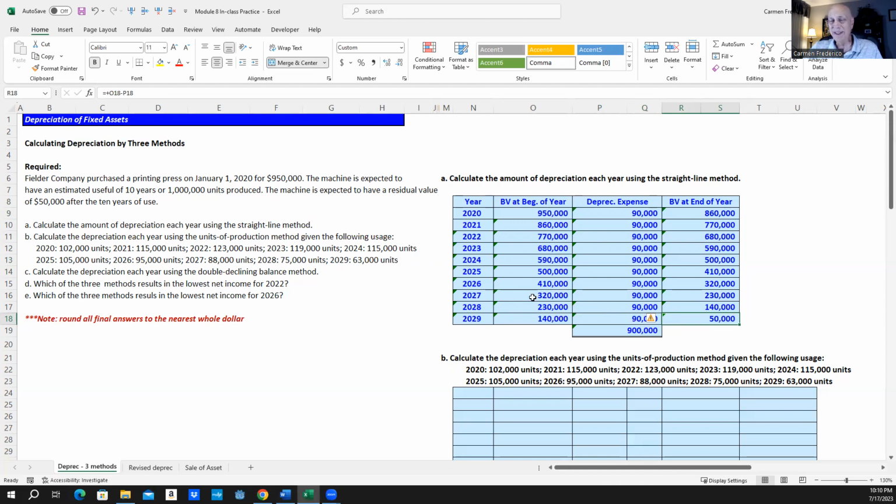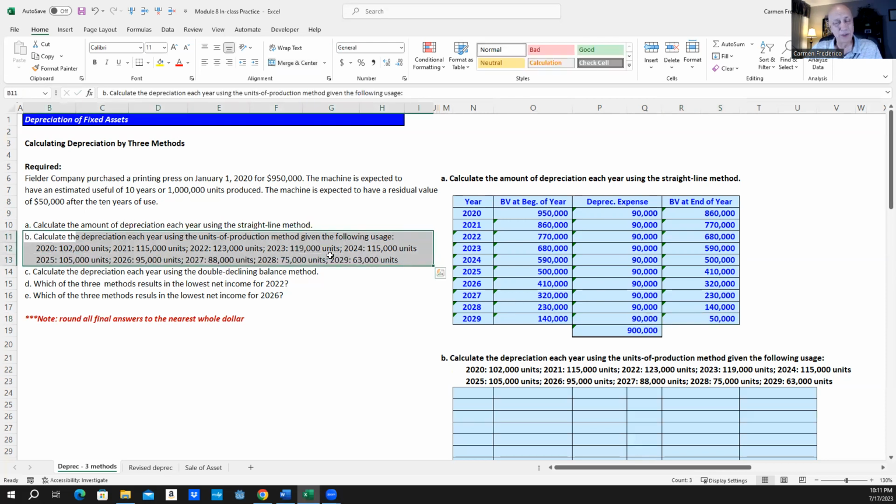So let's take a look at another method. We're going to talk about three methods tonight: the straight line, the units of production, which is an activity method, and an accelerated method called double declining balance. So let's take a look at the next one, which is a units of activity or units of production method. It's an activity method. The activity method does the best job of matching the expense with the revenue, because you are taking depreciation based upon the actual units, in this case, produced by the machine. So when they're producing units, it should be generating revenue. So it's going to more closely match your expense with the revenue when you use the units of production method.